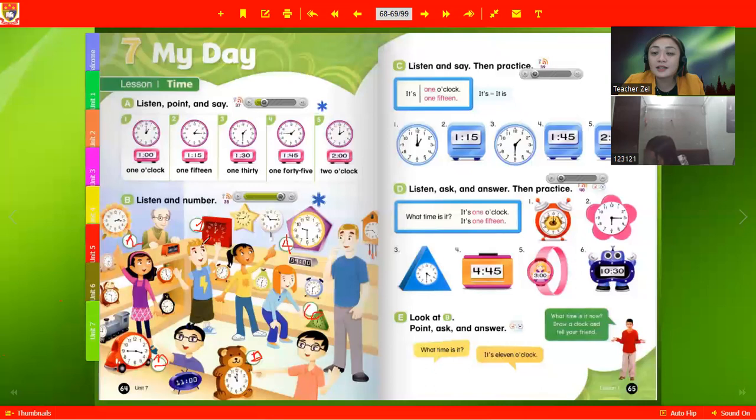Yes. And the time is? Okay, what time is it? It's 1 o'clock. 1 o'clock. All right. How about number 2? Which is the clock number 2? The flower. It's the flower clock. It's a flower clock. Okay, so what time is it, Bella?